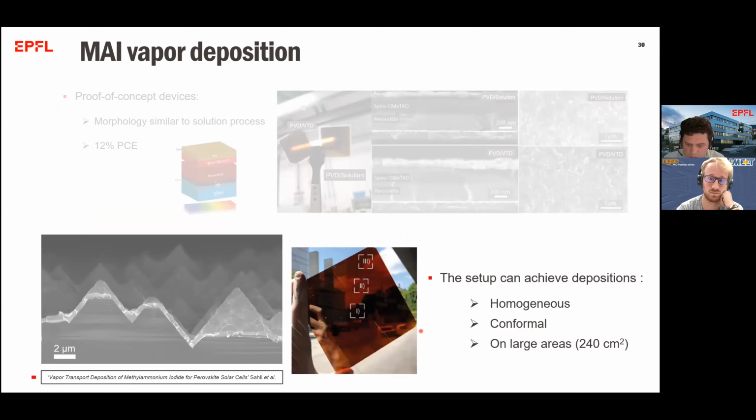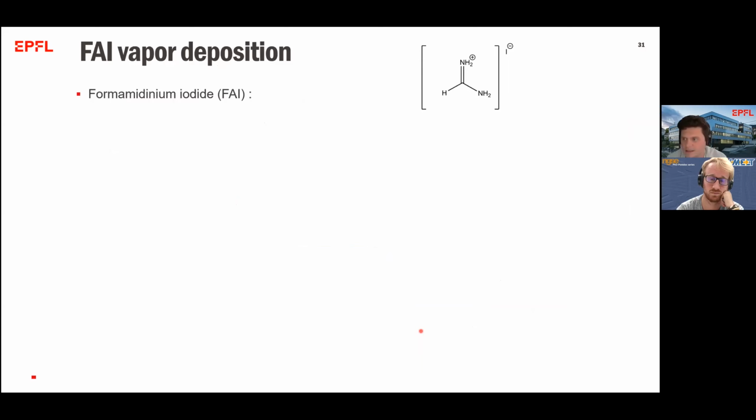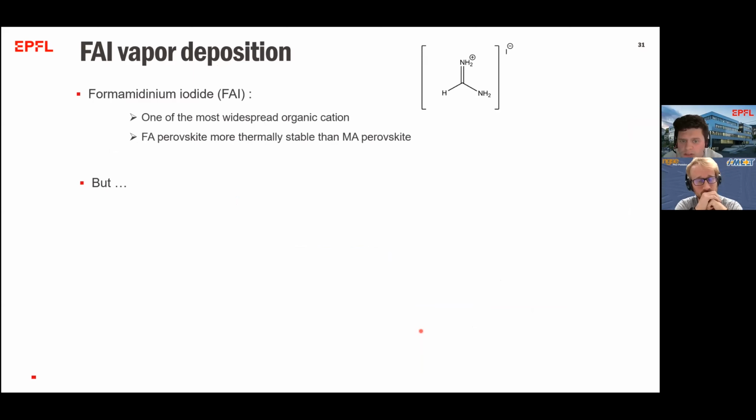Now, methylammonium is maybe not the best candidate in terms of stability. So we wanted to expand that to formamidinium iodide. It's very widely used. It seems to be thermally more stable, but with all the parameters that you saw before, so all the temperatures, fluxes, everything that we tried, we couldn't get this to work. It stayed yellow, whatever the conditions. So we set out to understand this problem.